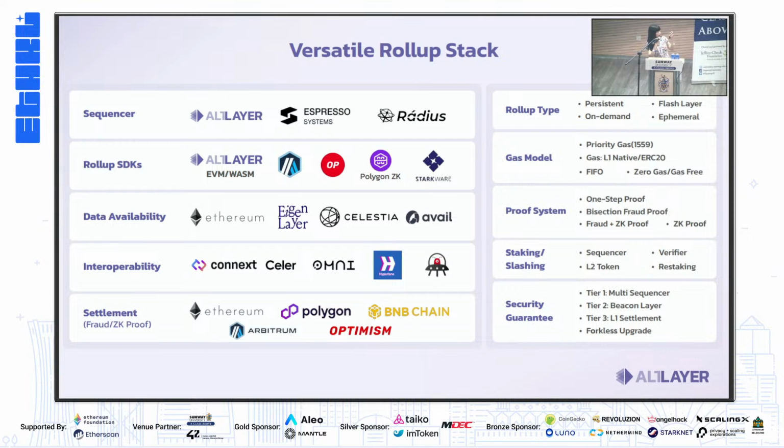And also you can choose to customize your DA layer, whether you want to use Celestia, EigenDA, or Avail. It's all free for you to choose. And we also have partnerships with a lot of the bridging projects, so you can freely choose whichever bridge you want to use. And the underlying chain, besides Ethereum, you can also settle your transactions on, say, opBNB or Polygon zkEVM chain. It's all up to you.